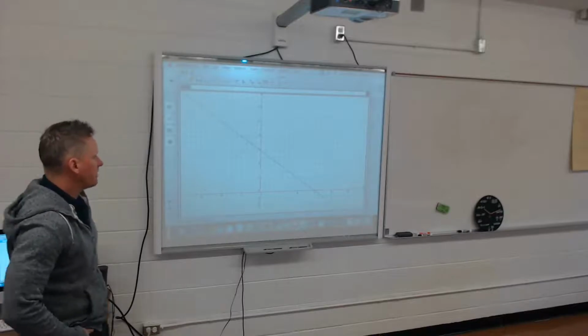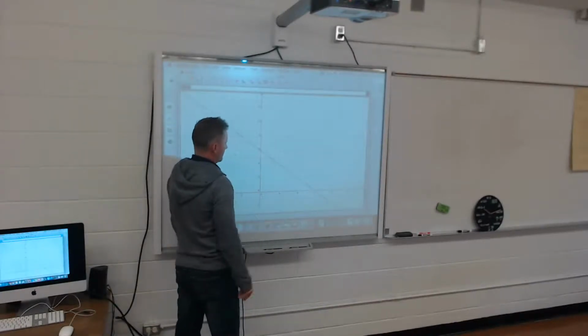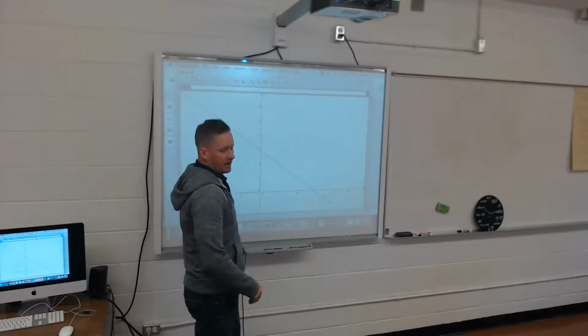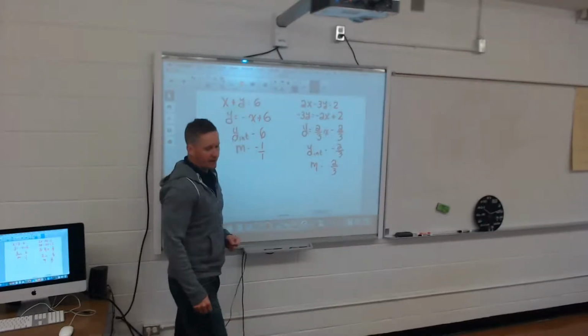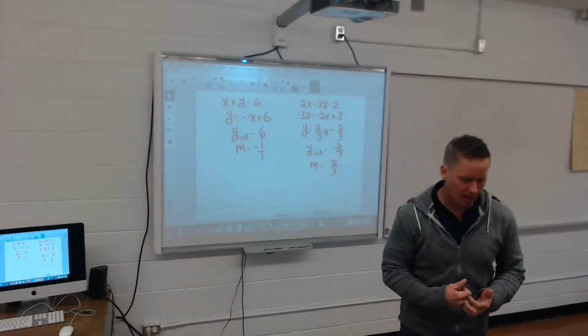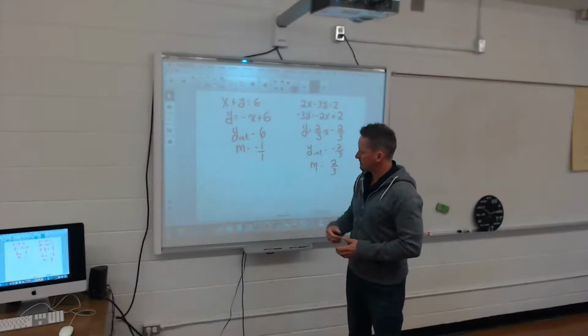So there's equation number 1. So I go to 0 and 6, I go down 1, right 1, takes me to this coordinate here, and now I've got my line. That equation is set up nicely for your intercepts as well. If I put 0 in for x, I see y is equal to 6. If I put 0 in for y, I see x is equal to 6.